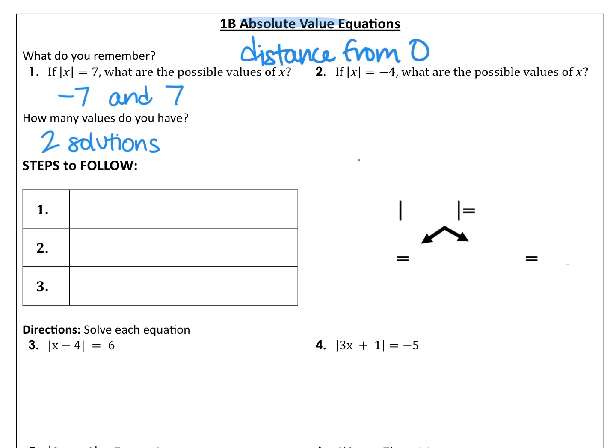Okay, let's look at another one. If the absolute value of x is equal to -4, what are the possible values of x? It's saying that the distance from 0 is -4 spaces. Well, do you measure distance with negatives? No, you measure distance only in positives, so there is no number, because you can't have a distance that is negative. So this is not possible. Why? Because the absolute value cannot be negative.